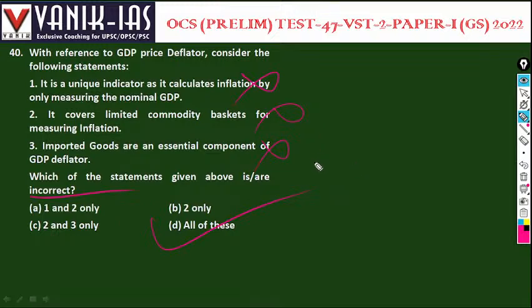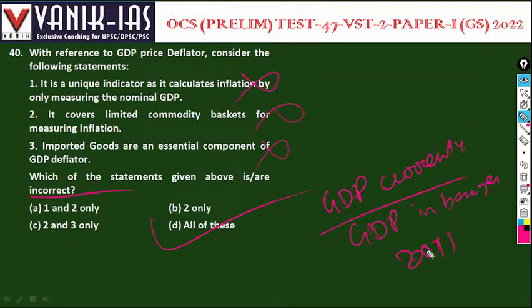GDP deflator is equal to nominal GDP, that is the GDP at current prices, divided by GDP in the base year. Suppose we have GDP in 2011 and GDP in base year 2011.